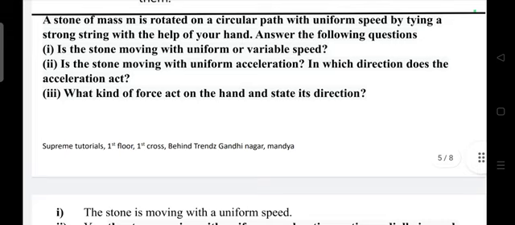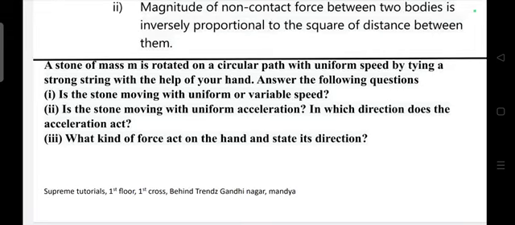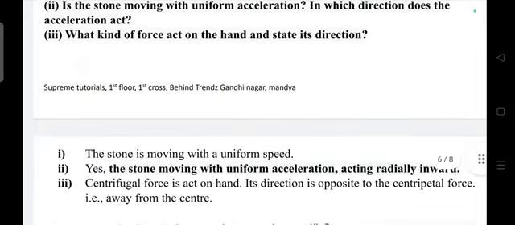So, the next question is: a stone of mass m is rotated on a circular path with uniform speed by tying a strong string with the help of your hand. Answer the following questions. Is the stone moving with a uniform or variable speed? This stone is moving with a uniform speed.